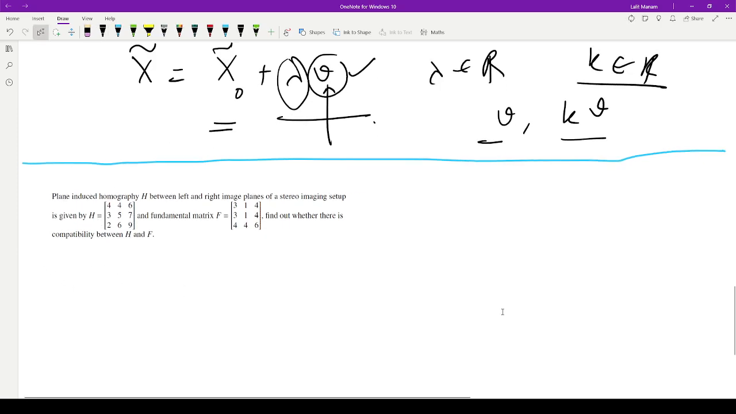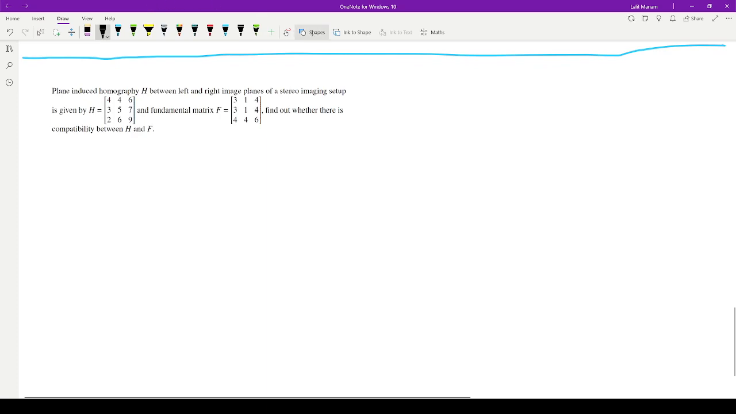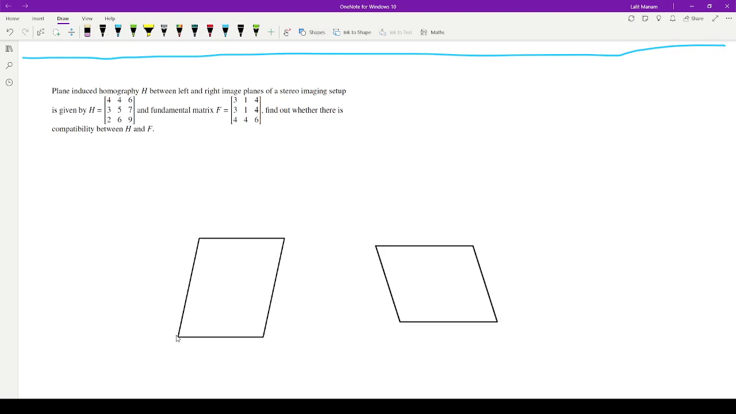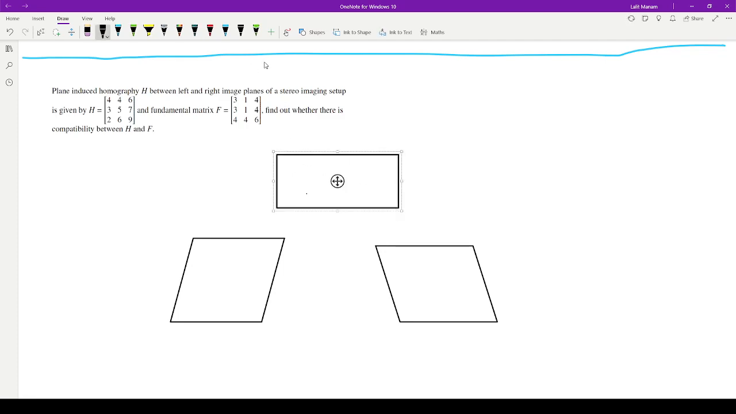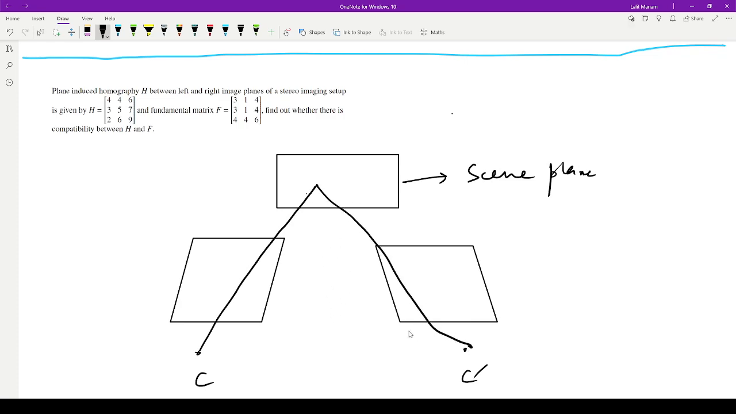We have a plane induced homography H between left and right image planes. Okay, hopefully this time I'll be able to use shapes properly. So these are the two cameras, and then if we have a plane in the scene, this is the scene plane. We have camera center C prime, and some point X.